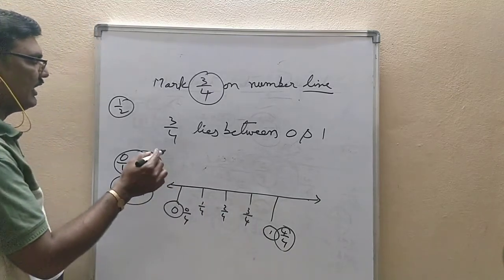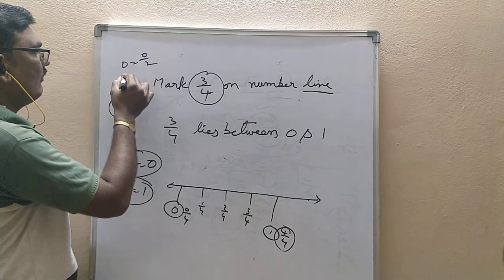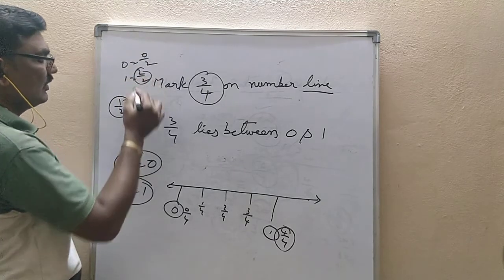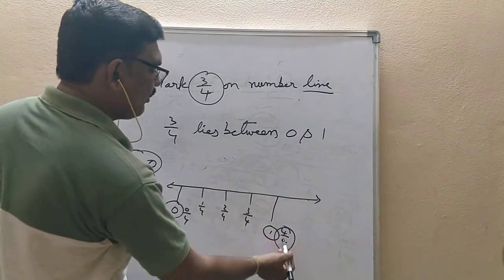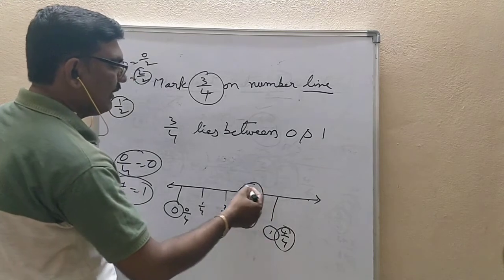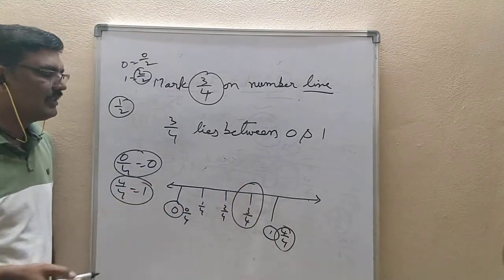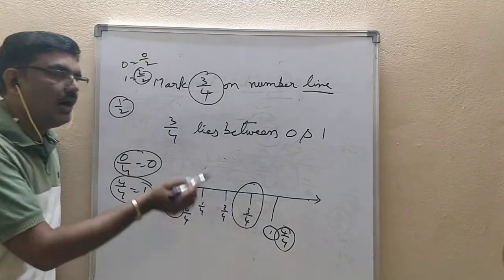In the previous problem what did I do? 0 I wrote as 0 by 2, 1 I wrote as 2 by 2. Same here, 0 I wrote as 0 by 4, 1 I wrote as 4 by 4. Then what I had to do was mark this 3 by 4. You represented 3 by 4 on the number line.